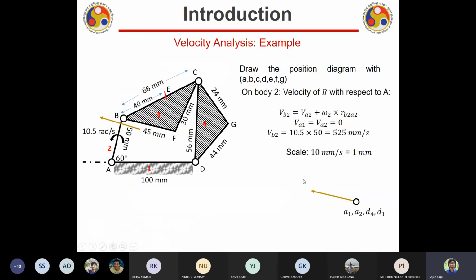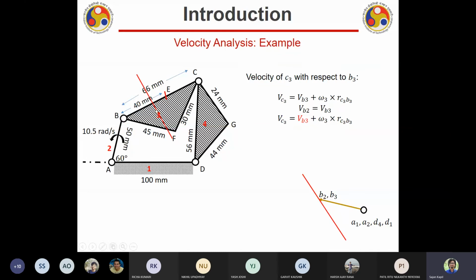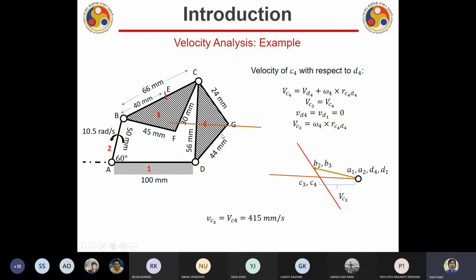So I draw a line representing the velocity of B with respect to ground, and then I draw two lines perpendicular, one perpendicular to BC and passing through B. On this line somewhere, my velocity of C3 will be there with respect to B3. Then I draw a line perpendicular to CD, and on this line somewhere, the velocity of C4 will be there with respect to D4. Luckily, C4, D4 are the same because they are attached with the hinge point. Hence, the intersecting point will give you the velocity of C. Correct?